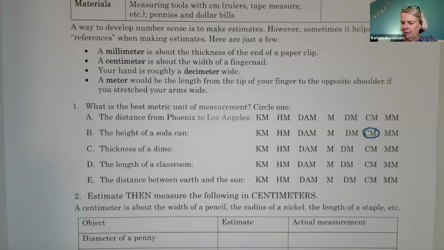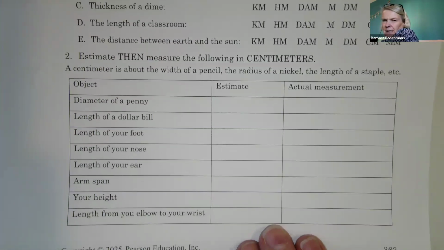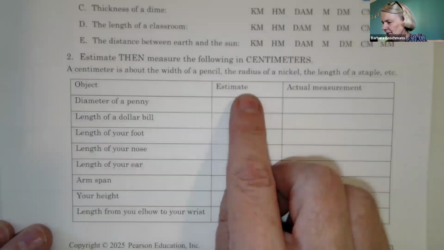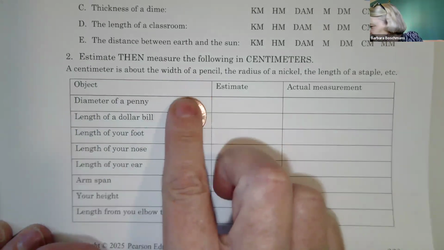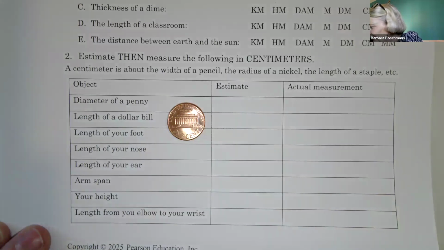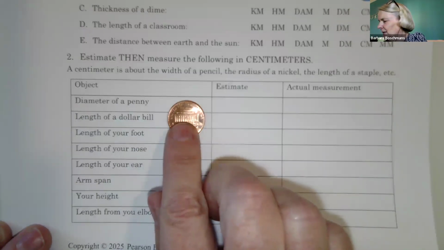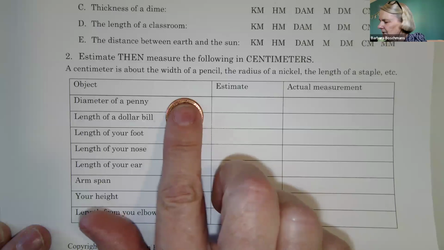The next activity is where we have students estimate in centimeters. So remember that a centimeter is about the width of a fingernail. And we have different objects. The first thing you need to do is estimate. So you need the diameter of a penny. Well, my fingernails, so it's going to be a little bit more, I would say, than a centimeter.